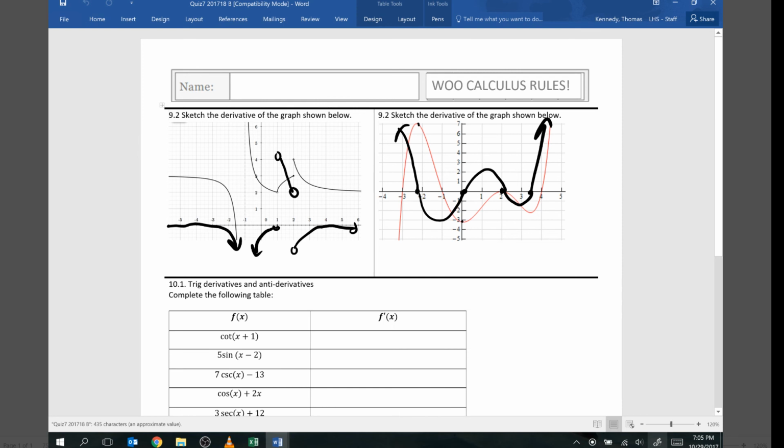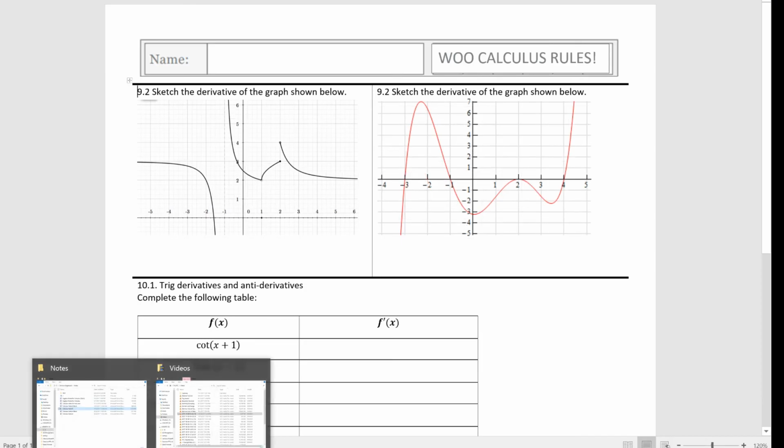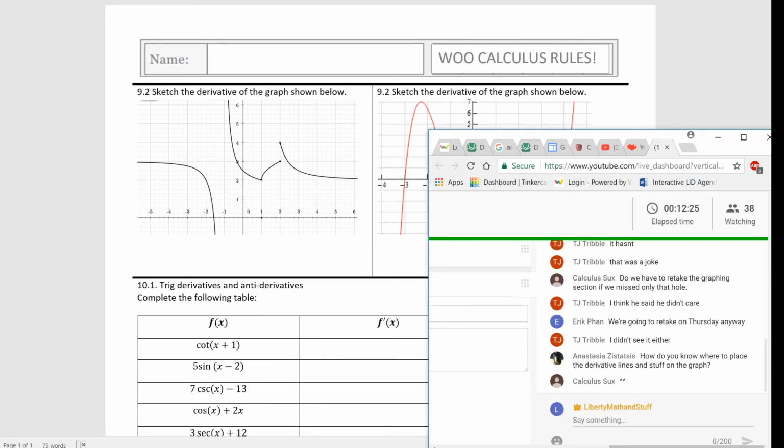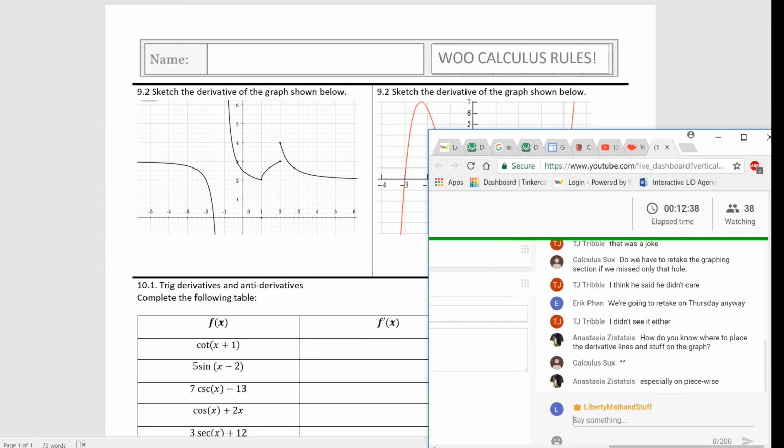Alright, time to go check back with the chat. We're going to retake on Thursday anyways. Yeah, for everything but the trick. Do we have to retake the graph section if we only miss the hole? No, no, no. No, I'm not going to do that. That's mean.